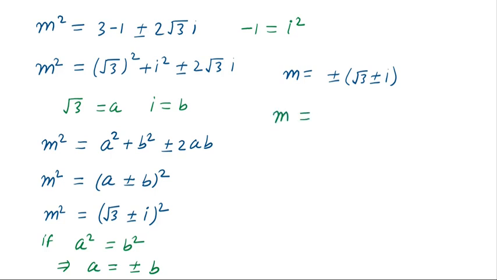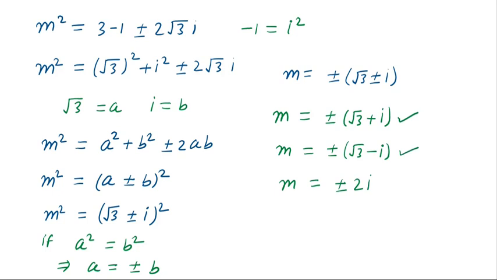m is equal to plus minus square root of 3 plus iota, and m is equal to plus minus square root of 3 minus iota, and m is equal to plus minus 2 times iota. These are 2 values of m each. In this question we have 6 possible values of m, and all possible values of m are imaginary. Here no real solutions exist.